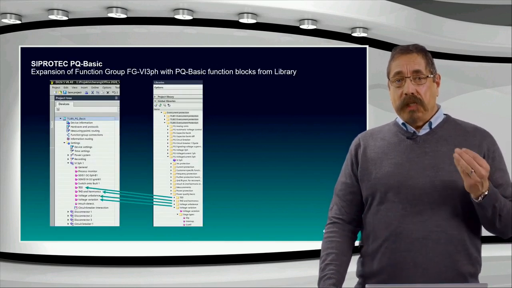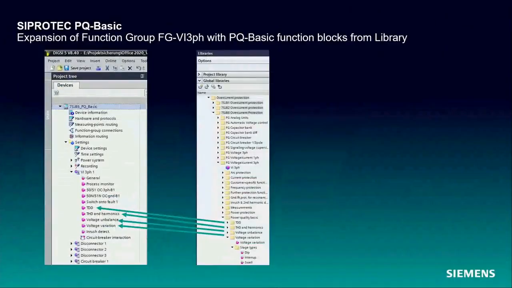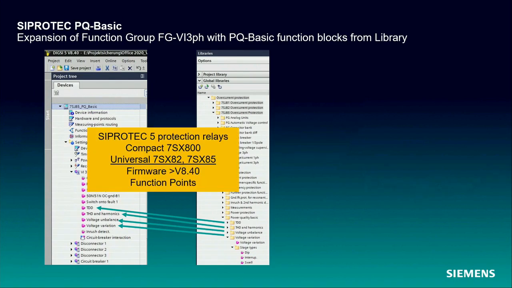First, we must expand the function group voltage current 3-phase with the BQ Basic function blocks. From the DIGSI library, we must drag and drop the function blocks TDD, THD, voltage unbalance, and voltage variation, which covers the 3 events. Just for information, BQ Basic is available for all SIPROTEC 5 relays, and the compact ones like 7SX800, as well as for the universal relays 7SX82 and 85. We need firmware higher than 8.40. Sure, and like we have seen at the beginning, 60 function points are needed to activate all these BQ features.